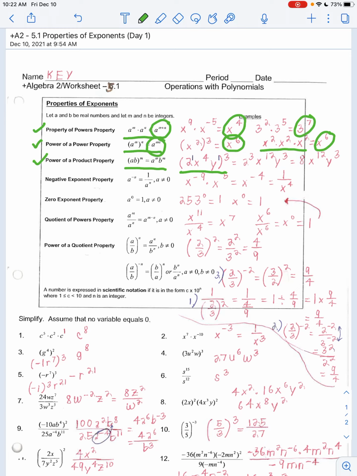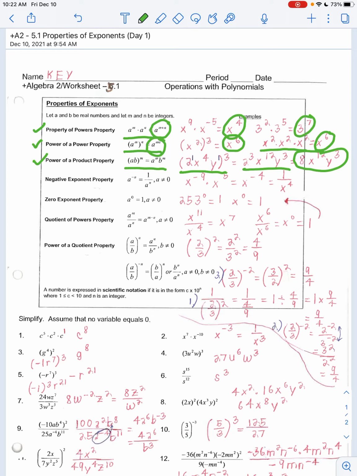So for the base 2, 1 times 3 gives us 2 to the third. For the base x, 4 times 3 gives us x to the 12th. And for the base y, 1 times 3 gives us y to the third. Of course, we can simplify 2 to the third to get 8, 2 times 2 times 2. So our final answer becomes 8x to the 12th, y to the third. That's the power of a product property.